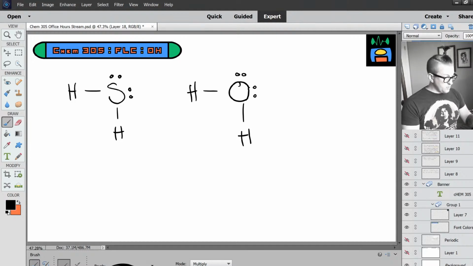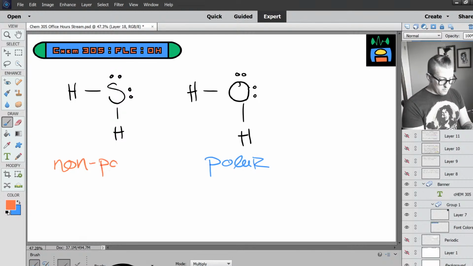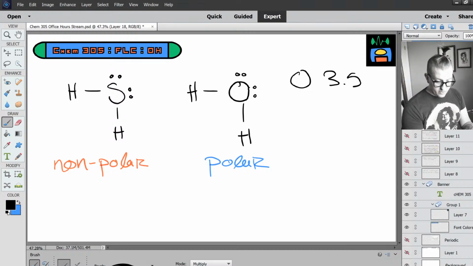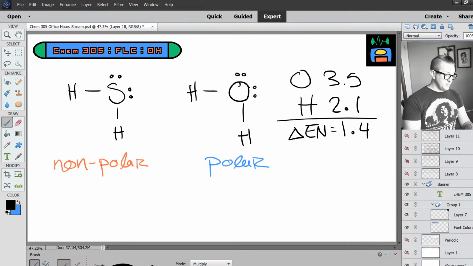Okay, so yes, the reason why water is polar and H2S is non-polar is because the electronegativity of oxygen is 3.5, hydrogen is 2.1, so the difference here, like Brianna was saying earlier, is yeah.